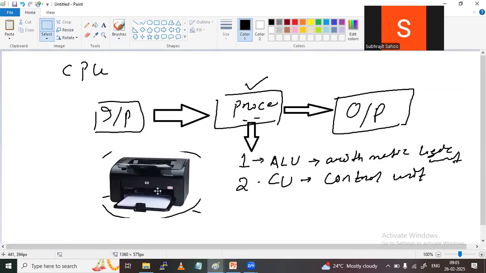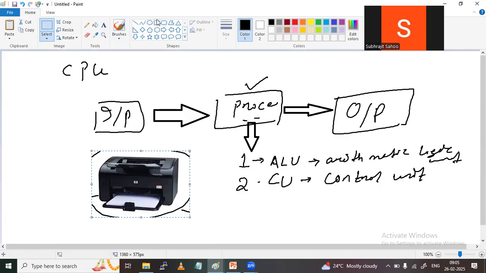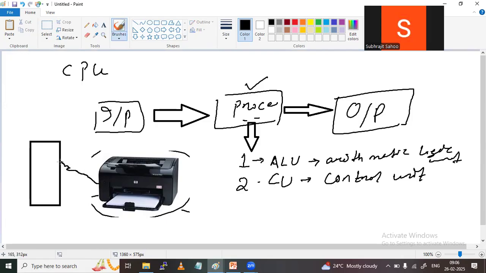So this is the printer. The printer is connected to the CPU, right? It is connected to the CPU through this. Where it is connected here, and through the mouse, the user gives the request to print a page.